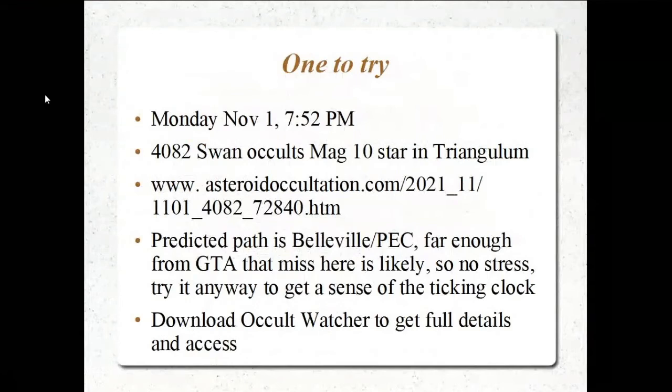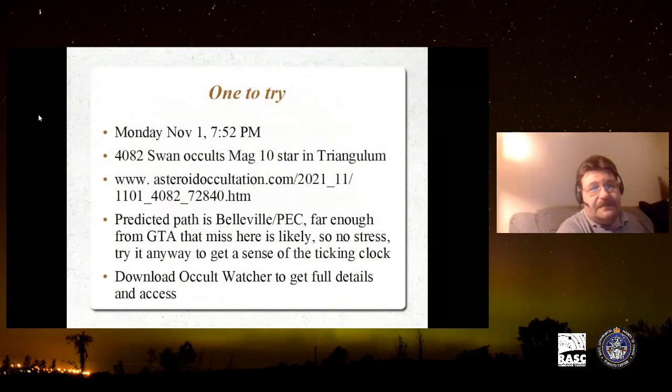The predicted path of this occultation runs over Belleville and Prince Edward County in eastern Ontario. So that's far enough from the GTA that a miss here is likely. So you don't have to worry if you want to try it here in the GTA. The odds of you not seeing this are pretty good. But try it anyway to get a sense of the pressure and what you're trying to do when you've got a clock ticking.